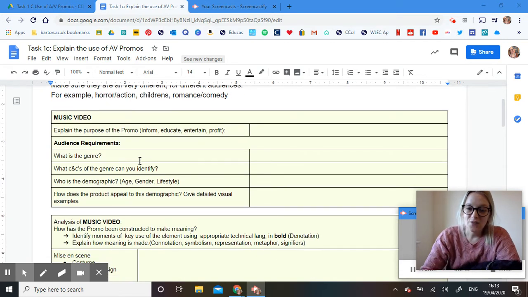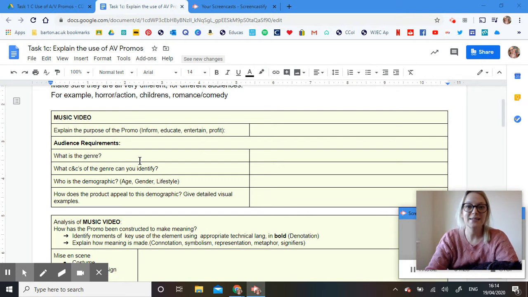Okay, so the first things that you have to do, the questions that you have to respond to, these are going to be more about the purpose. Okay, so the first box here, explain the purpose of the promo. So are they for profit? Are they to inform and educate? Are they purely to entertain? What is the purpose? So that is not a one-word answer. They're asking you there to explain the purpose. Okay, not just write profit. You need to write a couple of sentences here explaining what the purpose is.